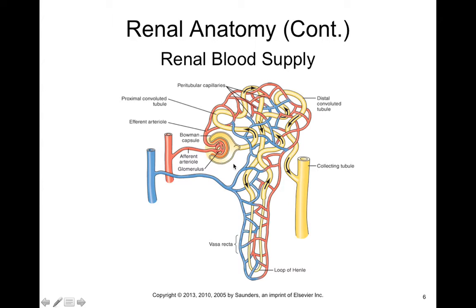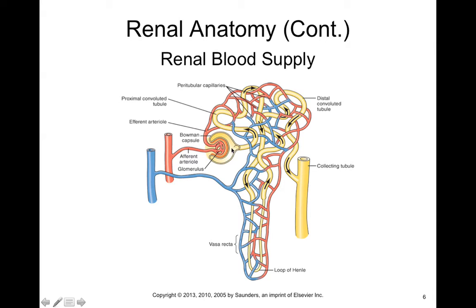Now, it all starts here at the glomerulus, and the glomerulus is basically an aggregation of glomerular capillaries as well as Bowman's capsule, or the renal capsule, which surrounds those glomerular capillaries. So what happens is that the capillary hydrostatic pressure forces fluid out through the glomerulus, it crosses Bowman's capsule, and it enters this capsular space here.